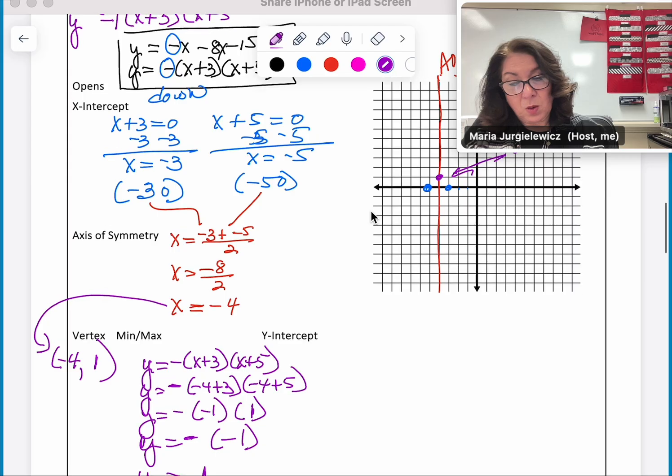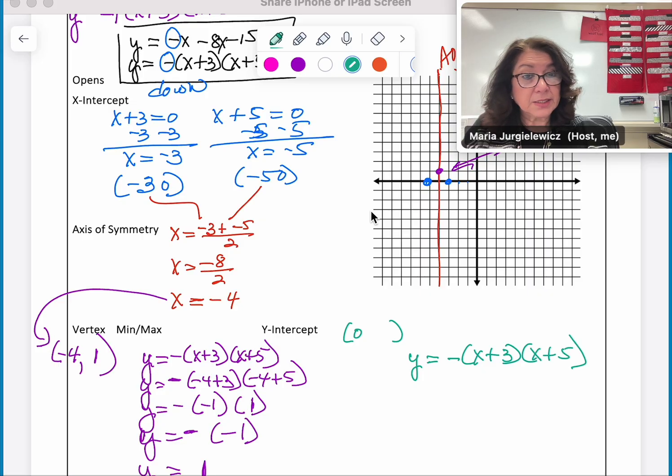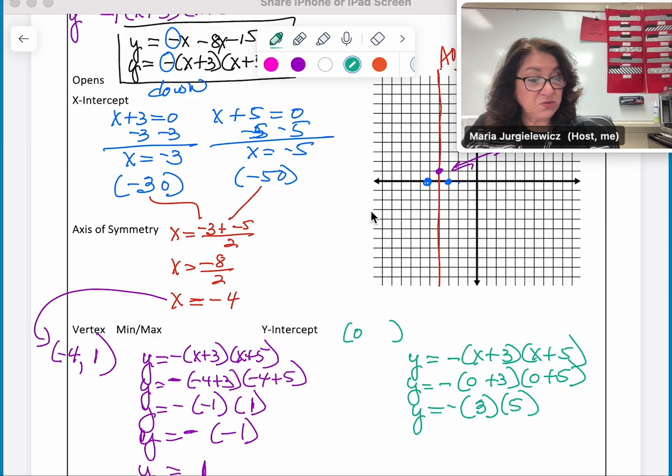Okay, now the y-intercept. And this one's the one that you're going to like. All right, I know that for the y-intercept, the x value has to be 0. And I know that in the previous problems, we've been taking the equation and plugging it in for x. So we can still do it that way. 0 plus 3, 0 plus 5. Well, 0 plus 3 is 3. 0 plus 5 is 5. Yes?